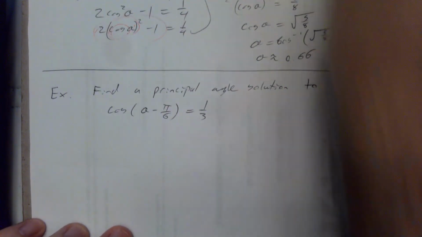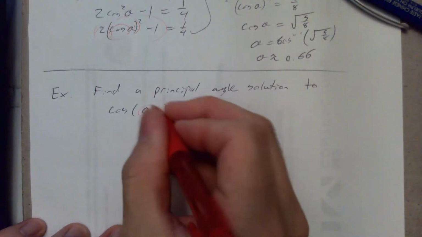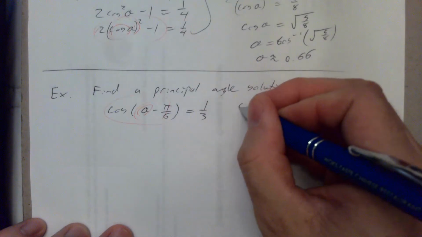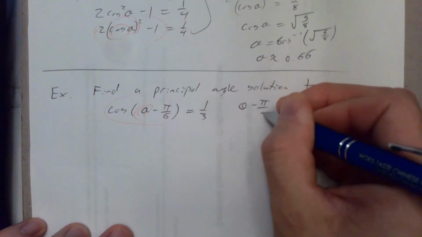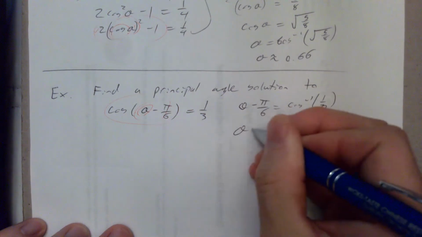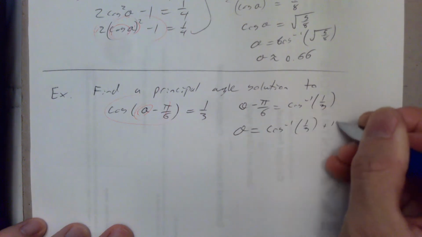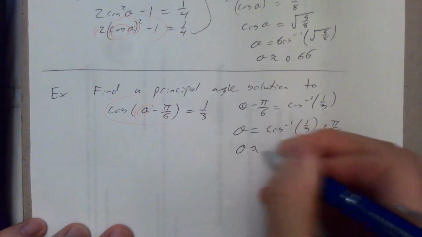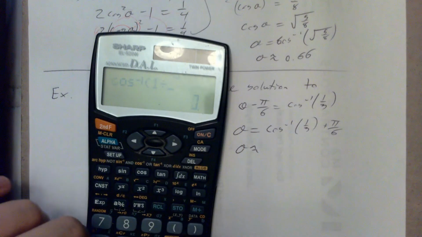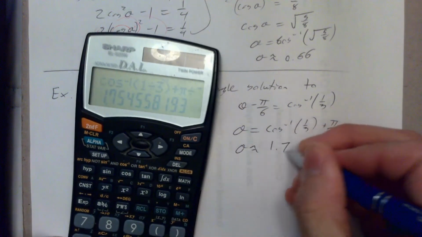So best approach is saying, oh, look, I'm trying to solve an equation, so I'm going to undo operations in a reverse BEDMAS order. I'm going to take the inverse cosine of both sides, inverse cosine of 1/3, and then I'll have theta is the inverse cosine of 1/3 plus pi by 6. And I can approximate this entire thing in one calculator operation. Cos inverse of 1/3 plus pi divided by 6. Theta is about 1.75, and we're done.